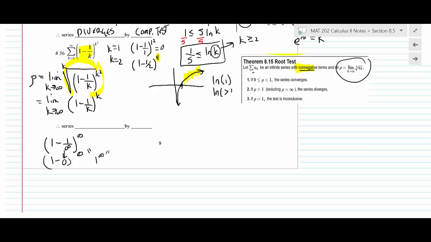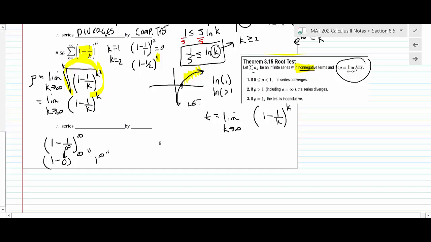So what you learned how to do in L'Hopital's Rule, anytime you have an indeterminate form with exponents, like infinity to the infinity, 1 to the infinity, any of those indeterminate forms, you want to do it like this. Let's choose a variable and let t be equal to the limit as k goes to infinity of (1 minus 1 over k) to the k, like that.